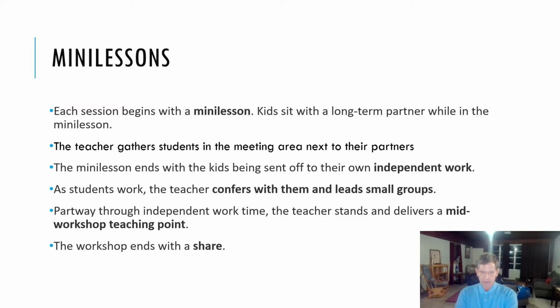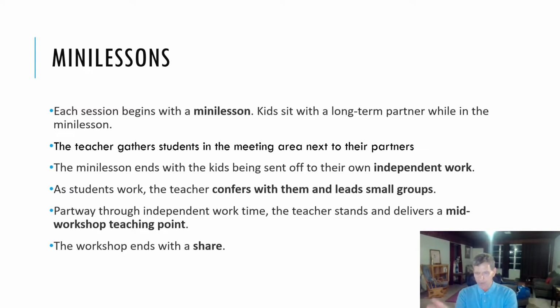The teacher gathers students in the meeting area next to their partners. The mini lesson ends with the students being sent off to do independent work. The students work, the teacher confers with them and leads smaller groups together. As students are doing their independent work, at some point, about halfway through, take a break and do a 5-minute mini workshop in there just to reiterate what the students are supposed to be learning.